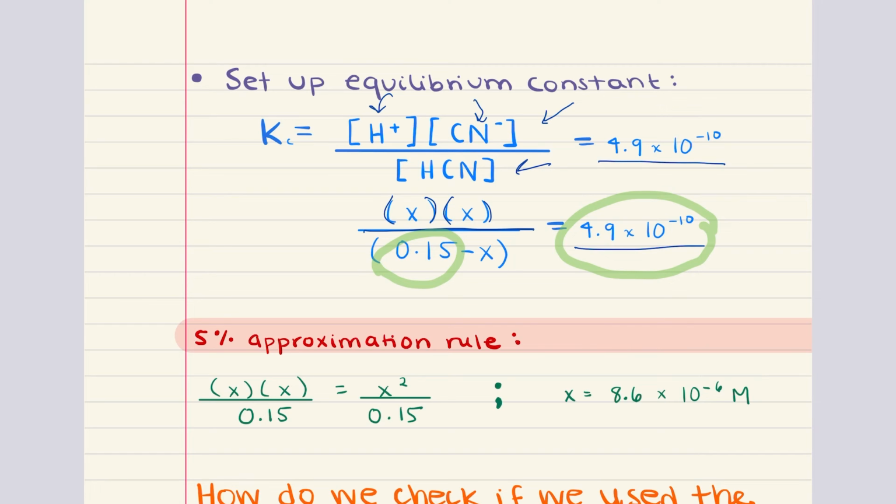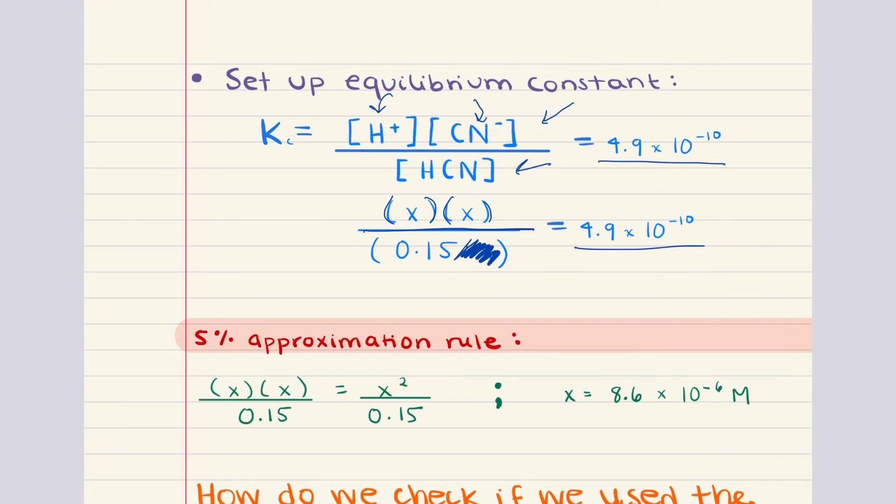So what we're going to do is apply the 5% approximation rule, and then after we solve this problem, we're going to validate whether that was a good decision or not, and I'll show you how to do that. In applying the 5% approximation rule, we get rid of this minus X, and now what we have is X squared divided by 0.15. That's equal to 4.9 times 10 to the negative 10.